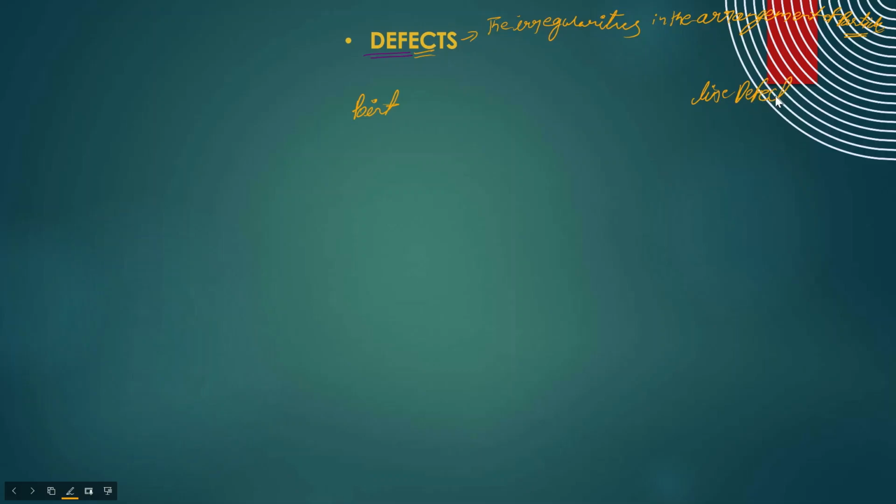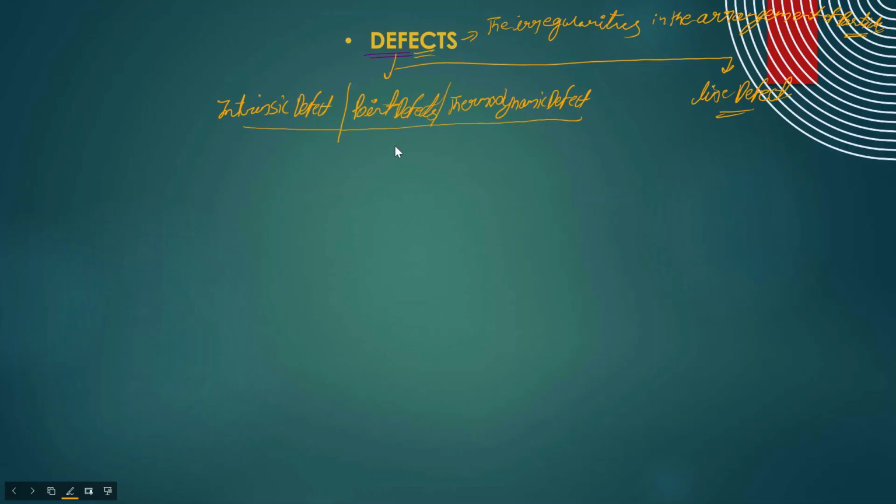Okay, point defect and line defect. Here point defect we also call thermodynamic defect, and point defect is also called intrinsic defect.